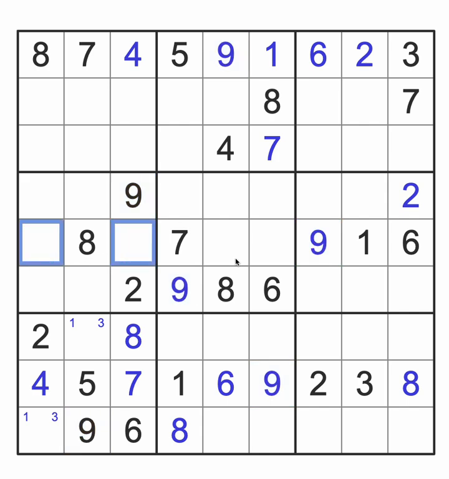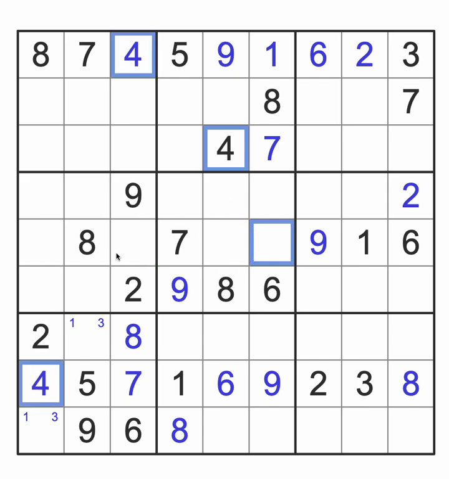And now looking at row 5, 4 here blocks this cell. 4 and 4 block these. That gives me 4 here. This 4 and this 4 block these in box 8. Gives me 4 here.